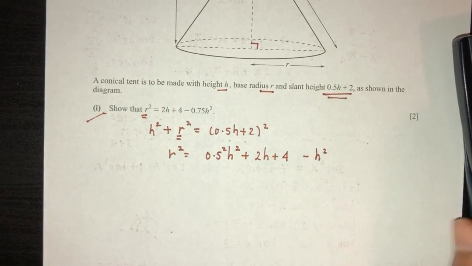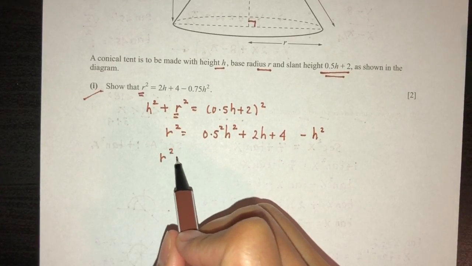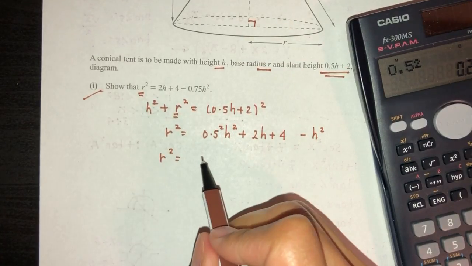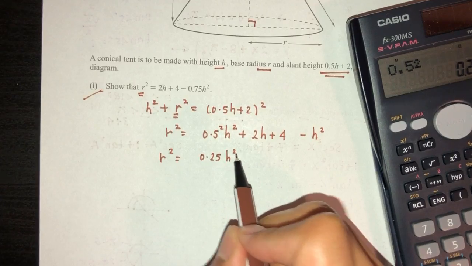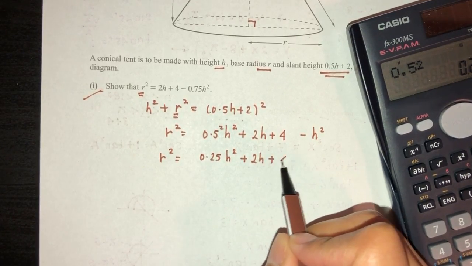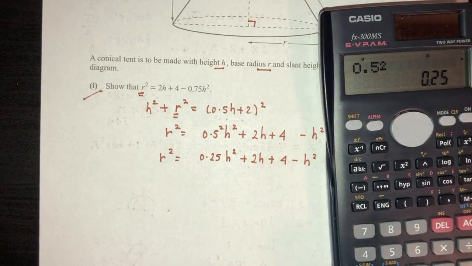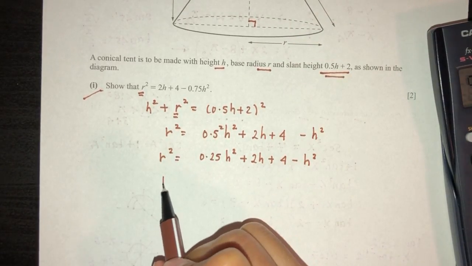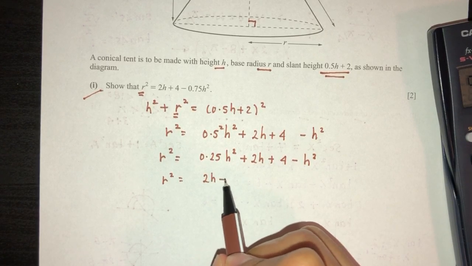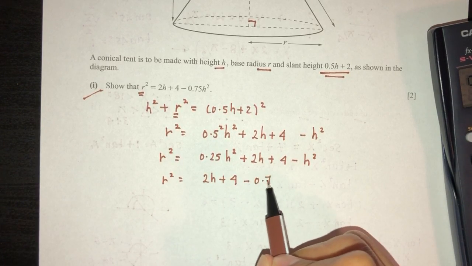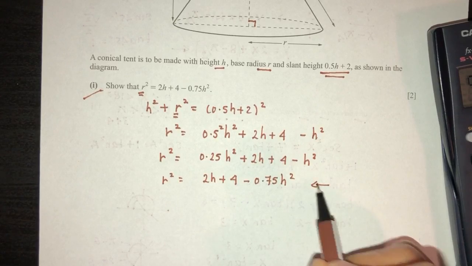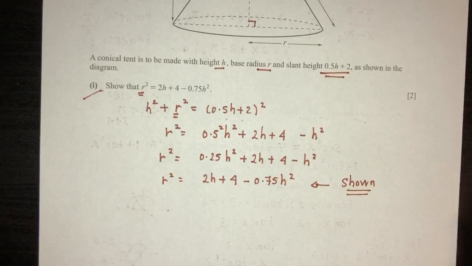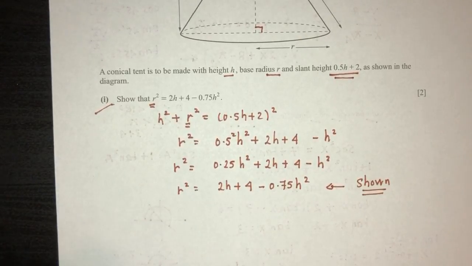Right, this goes here. Now simplify, r squared is equal to, so what is this value? This is 0.5 squared is 0.25. h squared plus 2h plus 4 minus h squared. So 0.25 minus 1, that is minus 0.75. So r squared is equal to 2h plus 4 minus 0.75 h squared. This is shown as required. Okay, that is your question for that. That is your answer for part 1.